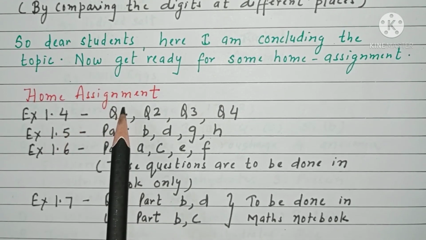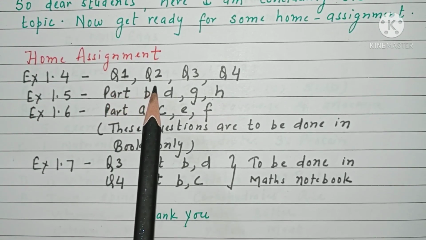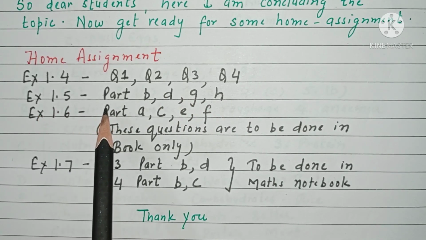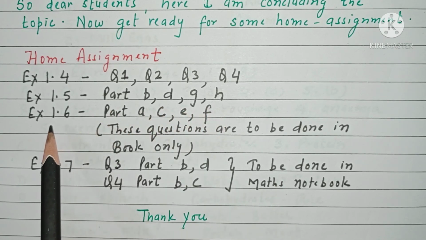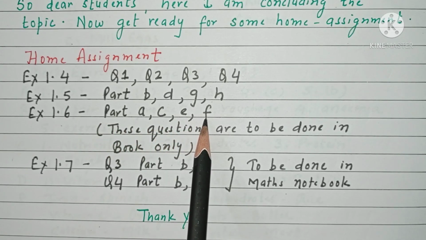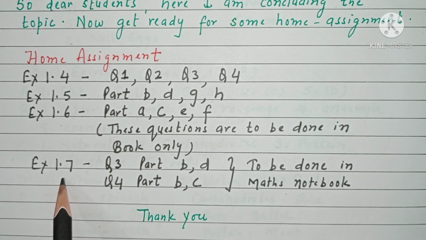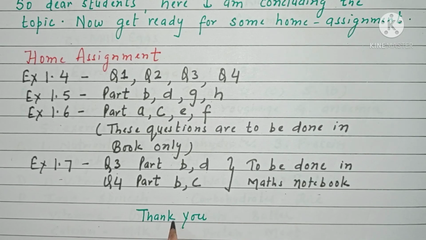You need to do the given home assignment questions from exercise 1.4. It is question number 1, 2, 3 and 4. Exercise 1.5, you need to do the parts B, D, G and H only. And exercise 1.6, we have part A, C, E and F only. These questions are to be done in the book only. And from exercise 1.7, do question number 3, part B and D, and question number 4, part B and C in your maths notebook. Thank you, students.